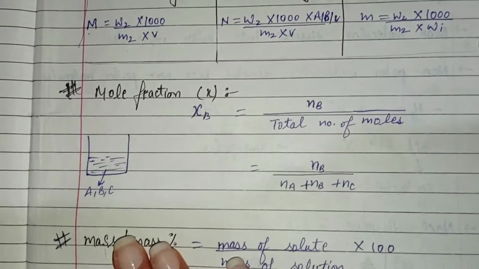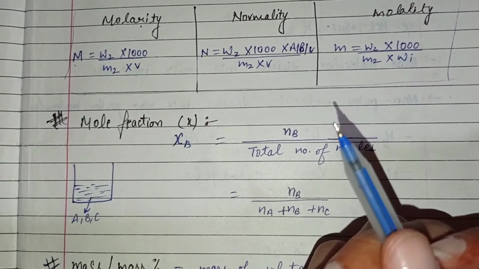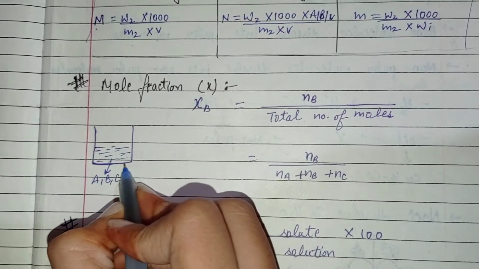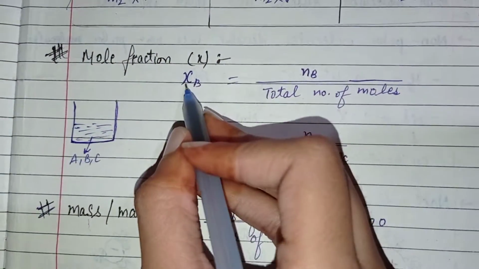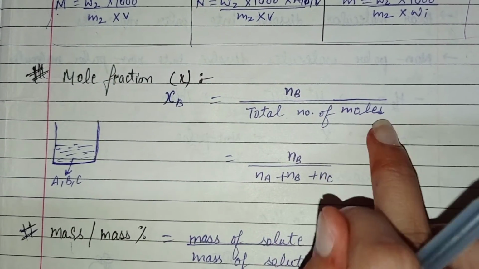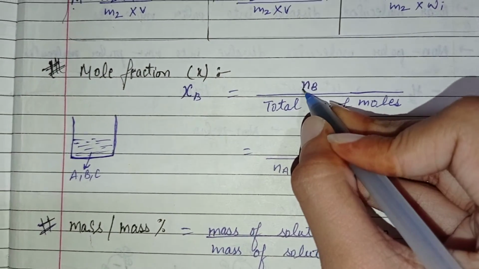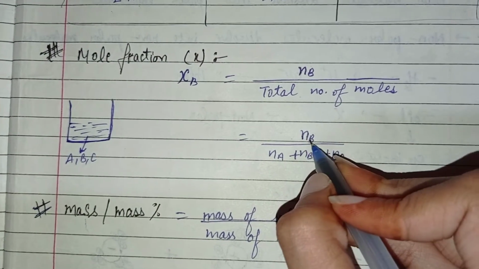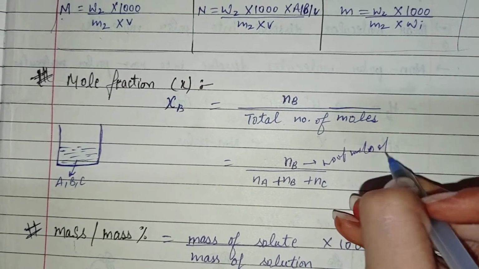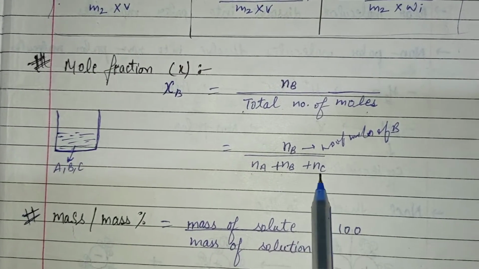W1. Now here is mole fraction, which is denoted by X. If we find the mole fraction of a solution of the B component, then we will write XB, and it is NB upon total number of moles. NB means the number of moles of B, and total number of moles means Na plus Nb plus Nc.